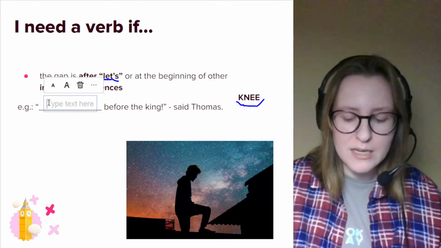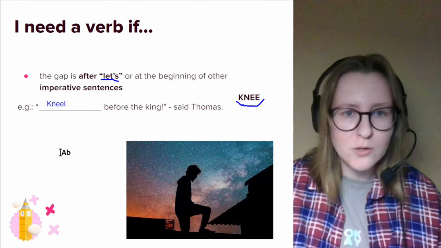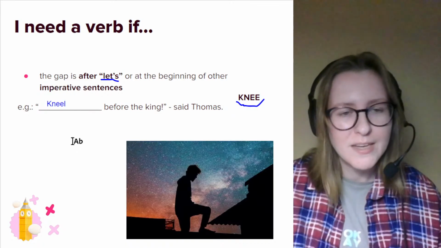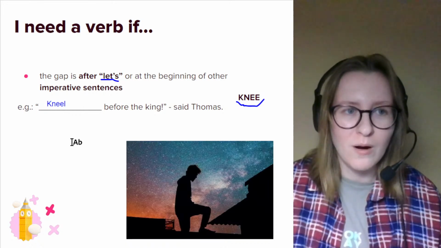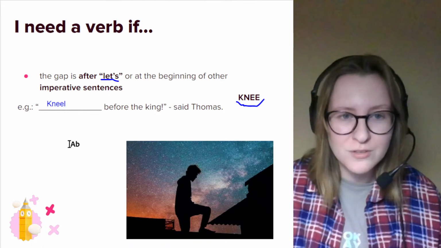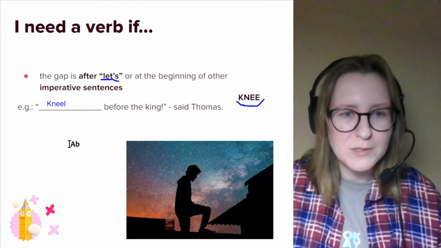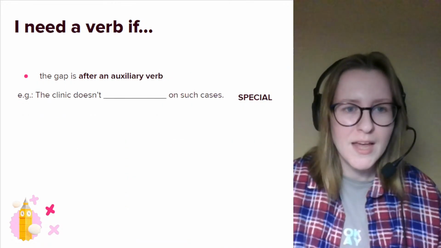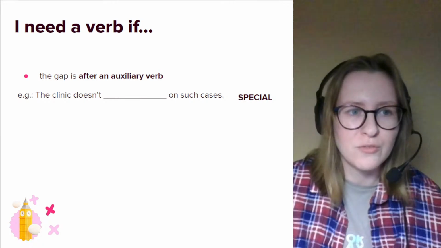So the verb from knee is kneel. Kneel before the king, said Thomas, right? Verbs are sometimes quite hard to form for students, so we pay special attention to it during our course. Let's move on. The gap is after an auxiliary verb.